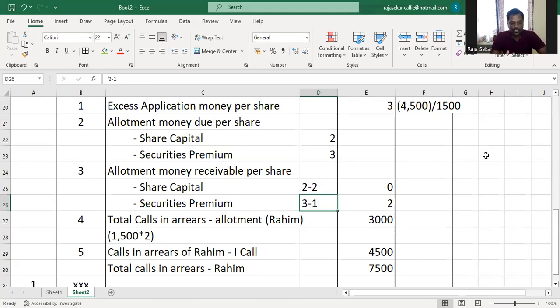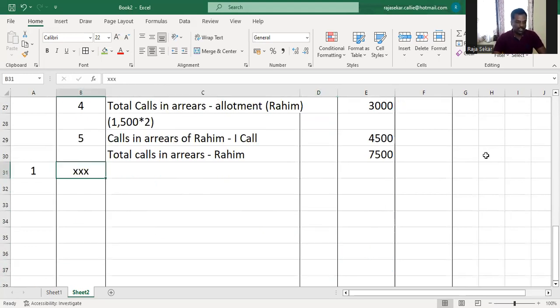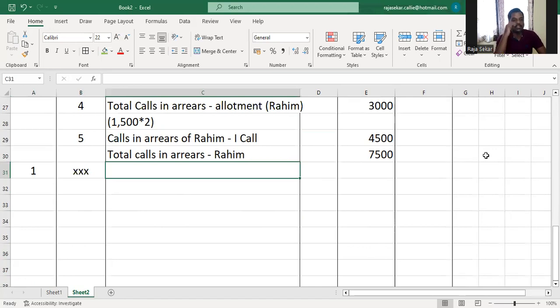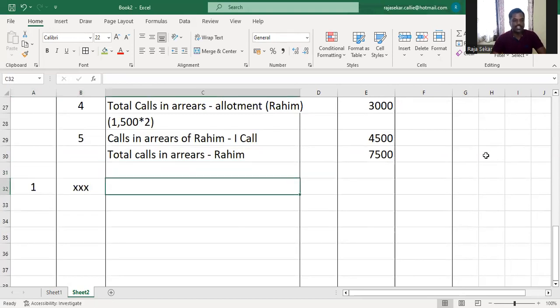So the remaining 2 rupees was not paid, and 1 rupee was paid. Now for forfeiture, the journal entry for forfeiture, you know very well that if premium is involved, you have to ask yourself if securities premium has been paid or not. In this question, a certain portion of the securities premium has been paid, while a certain portion has not been paid. Like 1 rupee has been paid, whereas 2 rupees has not been paid. When securities premium has not been paid, that account will also be debited.